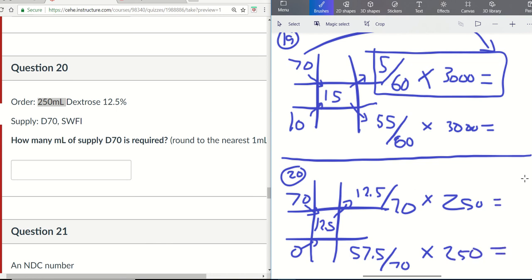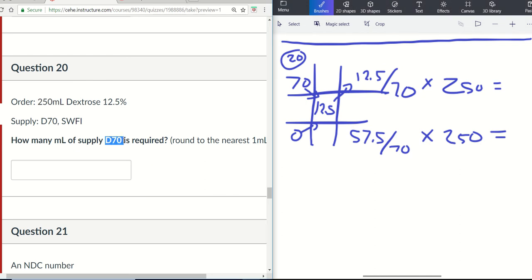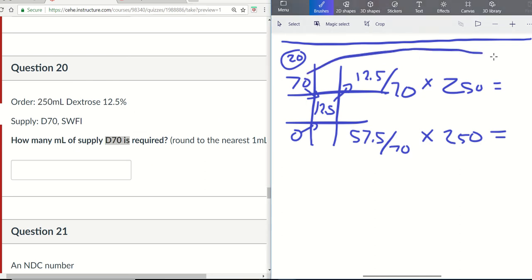Top number or bottom number is wanted? D70. So they want the top number. So we'll just punch in this portion. 12.5 divided by 70 times 250. Where are you getting the 70? Oh, you just add this. The 12.5 and the 57.5? No, this one, right? The denominator? Yeah. Add the 12.5 and the 57.5 together. Yeah, the right column. Add those two together. That'll become your denominator.